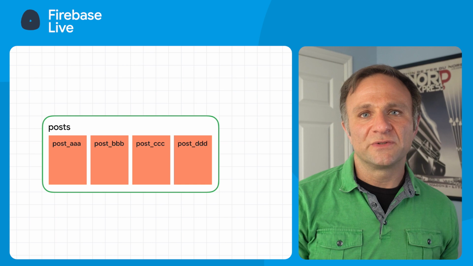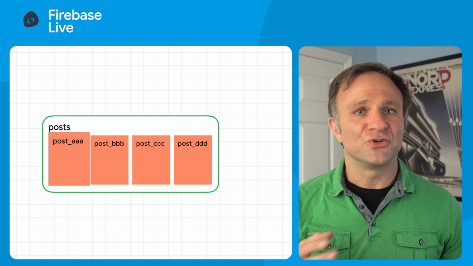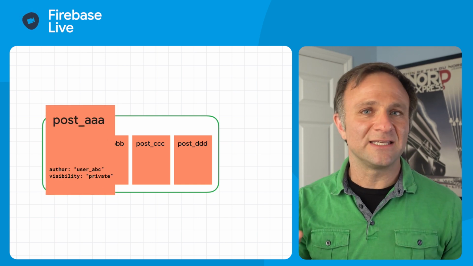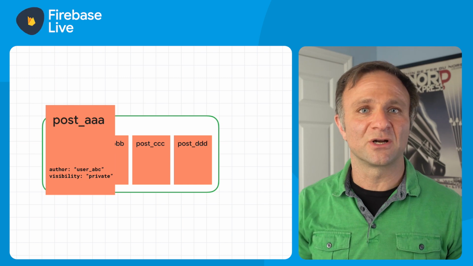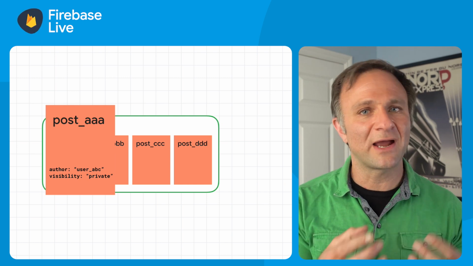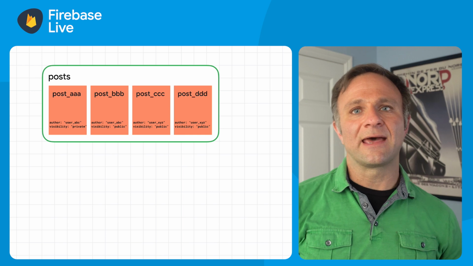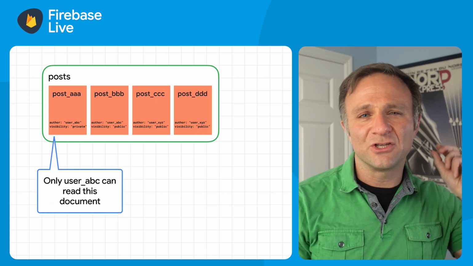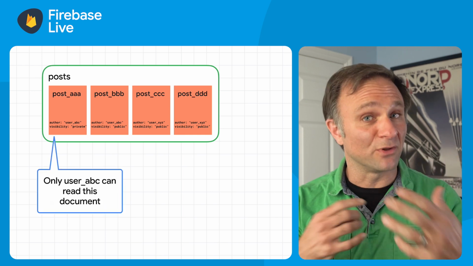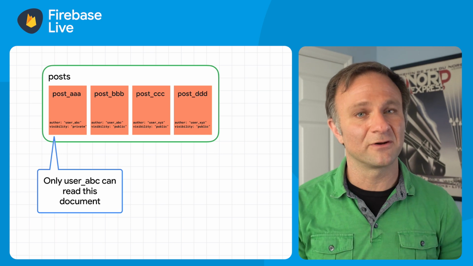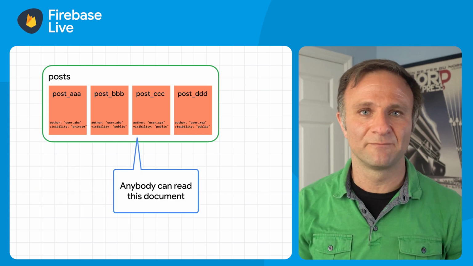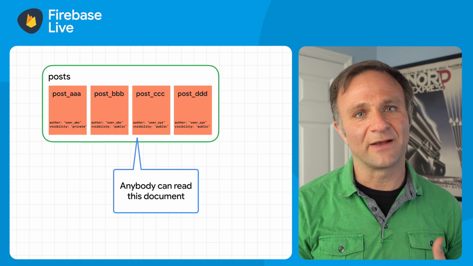So let's say that our posts, in addition to storing whatever content our users have written, also have an author ID field and a visibility field that determines whether this document is public or private. And let's say that we as app developers have determined that a user is allowed to view any post that belongs to them, that is, they're the author, or one that's marked public. So how can we write rules around this?